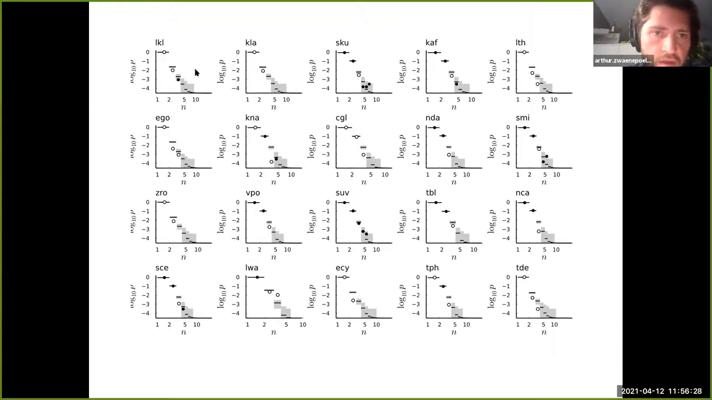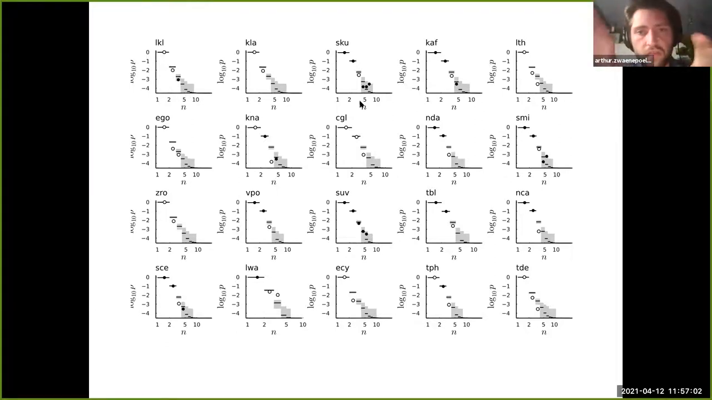So the black lines and the bars, the margins around it, are simulated gene count data sets from the posterior distribution, while the dots are the observed data. On the y-axis, we see the frequency, and on the x-axis, the number of genes in the family. It's on a log scale: about 90% of gene families are in single copy in this species, and way fewer are duplicated, etc.